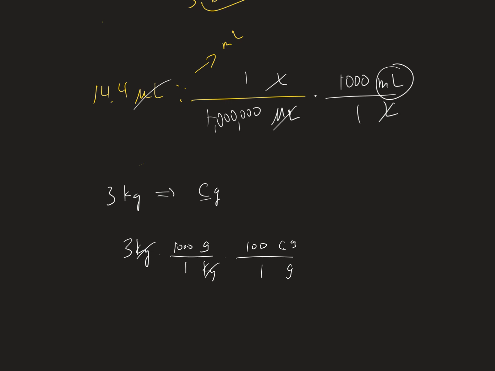I don't know which way you like to do it. No, that makes more sense. Okay. So grams goes away, we're left with centigrams. So we take 3, we multiply by 1,000, multiply by 100, and that's it. Does that make sense? Yes, that did help a lot. Thank you so much.